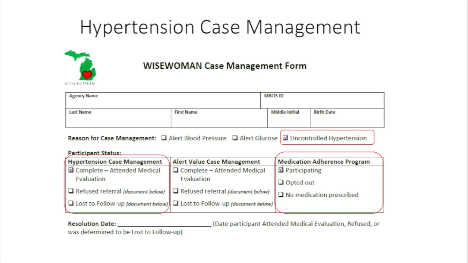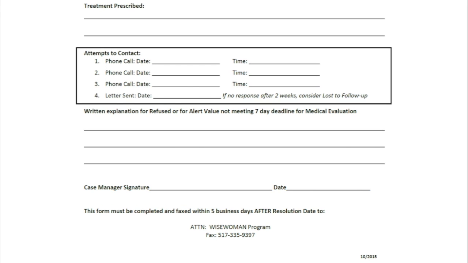But other possibilities, she may refuse the referral, in which case you'll document that at the lower part of the form, or she may be lost to follow-up, and we'll document that as well. And then as far as medication adherence, she can opt out of it, or in some cases there's just no medication prescribed. Then the next thing you're going to complete is the resolution date. That's important that you put that in there. That's going to be the date that she either attended her evaluation, she refused, or you determined that she was lost to follow-up. So let's take a look at some of those situations.